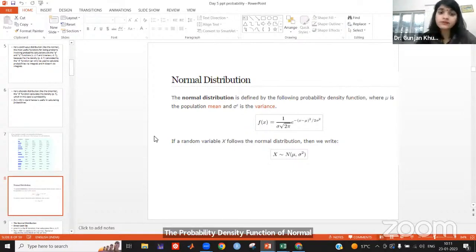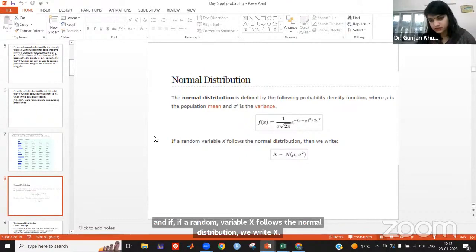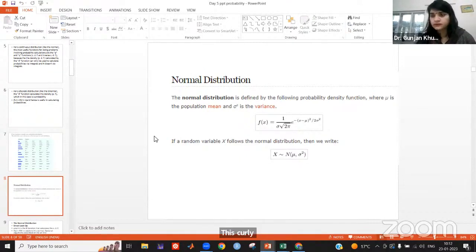And if a random variable x follows the normal distribution, we write x, this curly thing, it represents x follows normal distribution. The first parameter is mu and the second parameter is sigma square, that's the variance. In some books it's sigma also. It depends on book to book, whatever notation you're following.